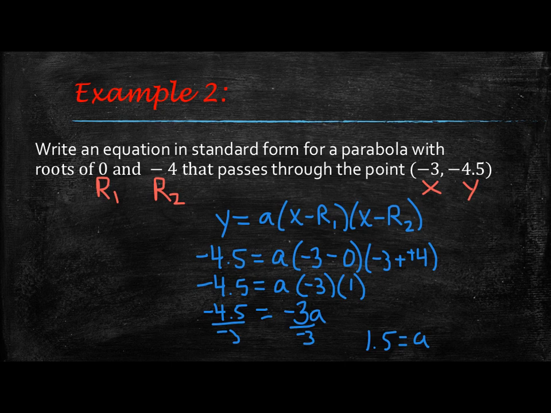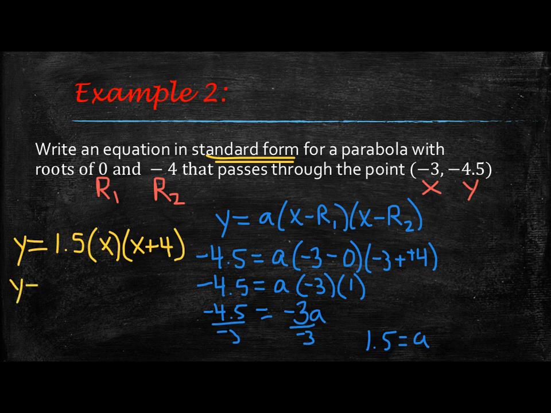All right, so now when we write our function with the a in its place, then we have y equals a, which is 1.5, and then x minus 0, so that would just be x, times (x plus 4). And because it says they want us to write it in standard form, then we're going to have to go ahead and multiply this out.